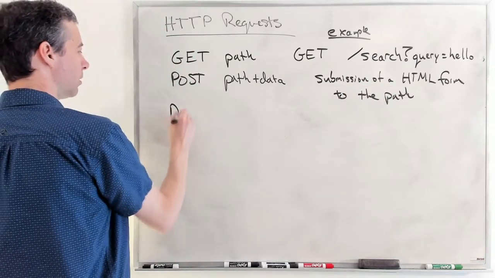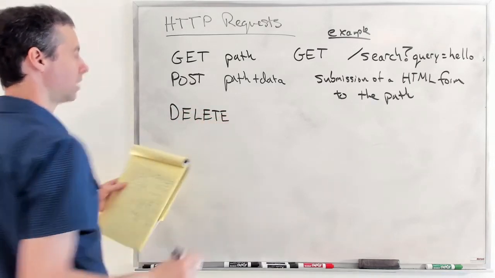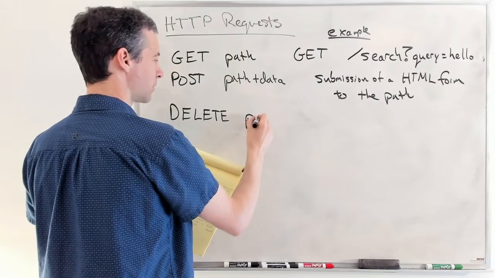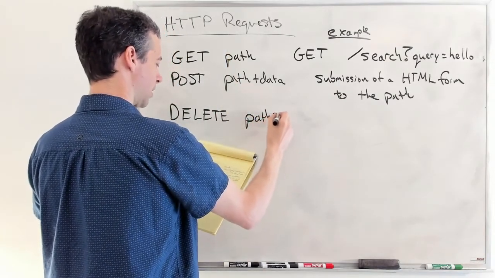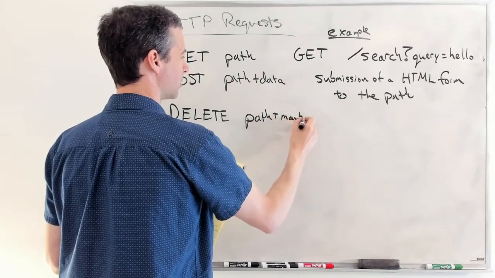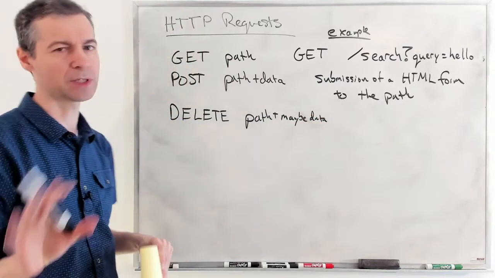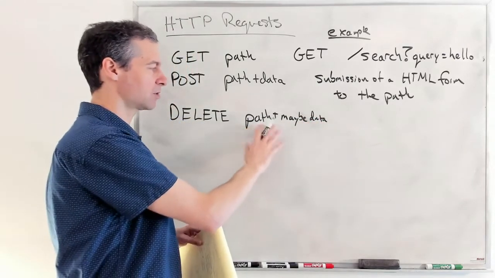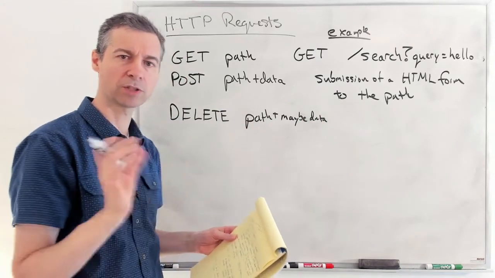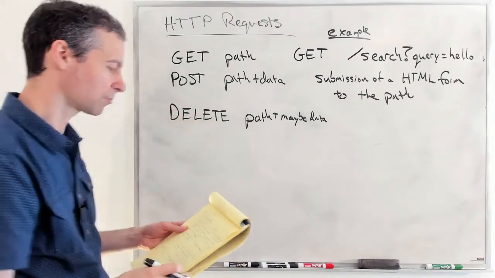There are also DELETE requests, and we could have a path, and maybe it has data. It doesn't require data, and in our cases, everything that we see is not going to have data. It's just going to be some path. It's going to be some basic location on our web server, and we're going to get a DELETE request for that location.